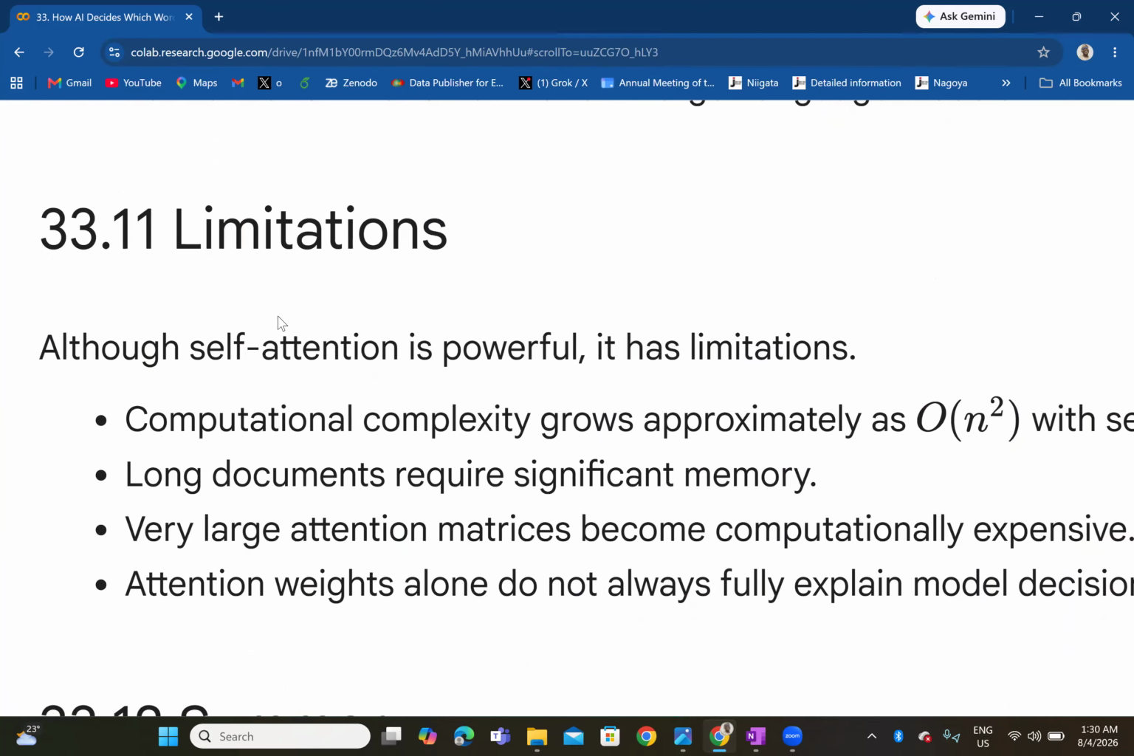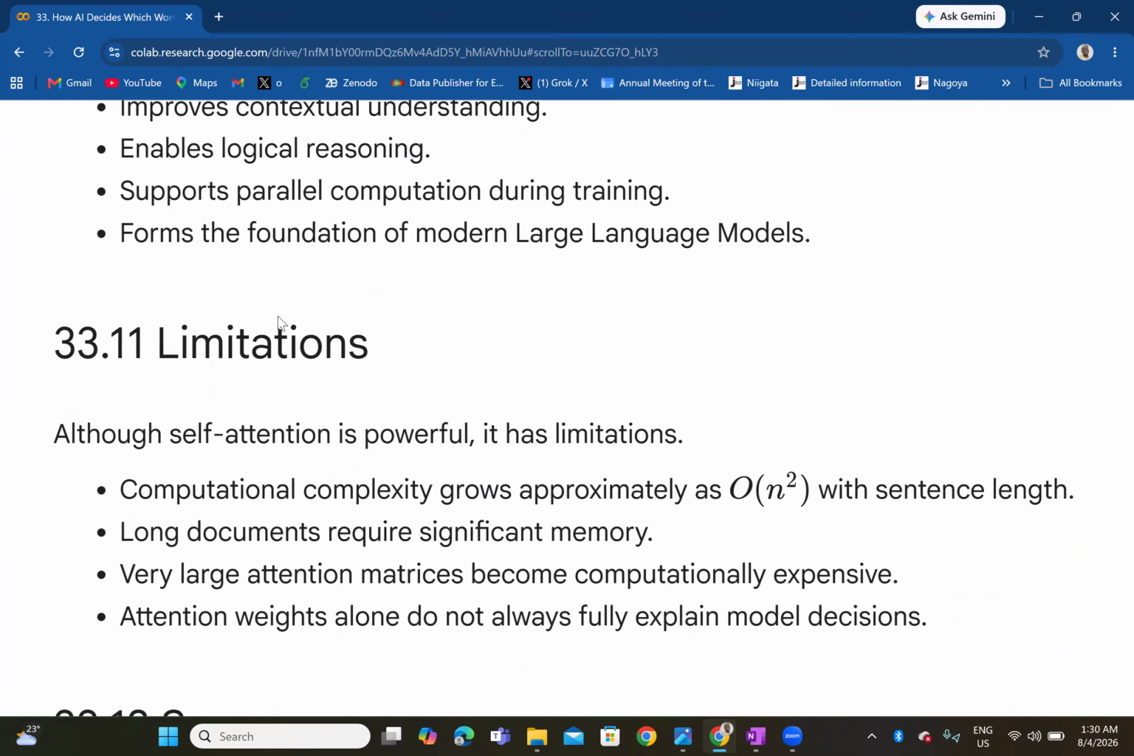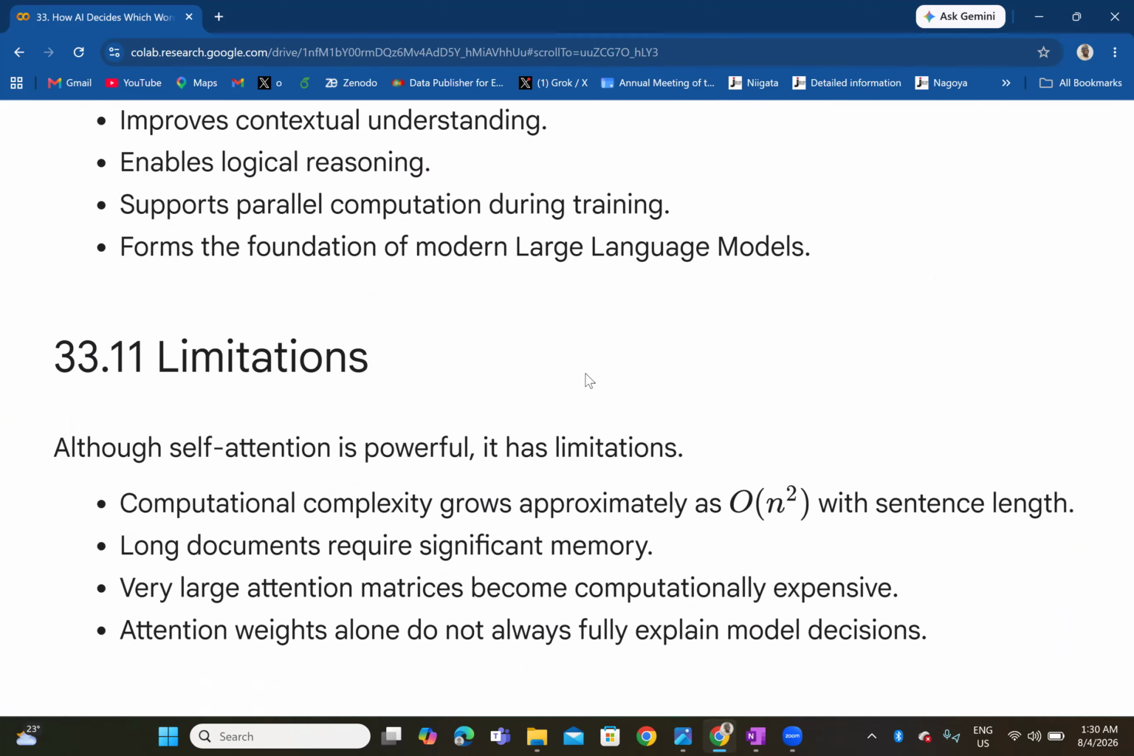And then we come to the limitations now. Although self-attention is powerful, it has limitations. One limitation is computational complexity. Computational complexity grows approximately at order n squared with sentence length. If you have four words, the computational complexity is of order 16. If you have 16 words, that's 256. Imagine you have 1,000 words. That is 1 million. The complexity is of order 1 million and so on and so forth.